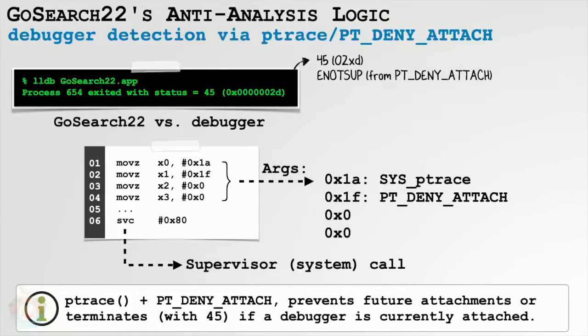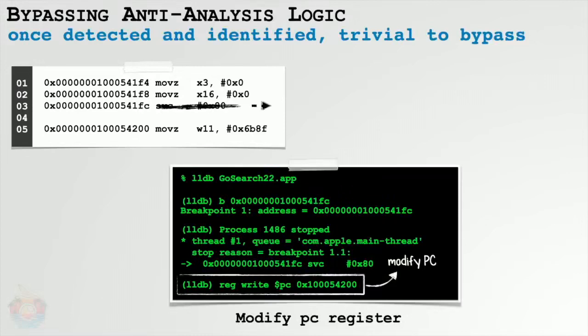If we read up about this flag, we see that when passed to the ptrace function, this tells macOS to terminate an application or a program if it's being actively debugged, and if it's not, prevent a debugger from being attached. So now that we've identified the anti-debugging logic, how do we bypass it?